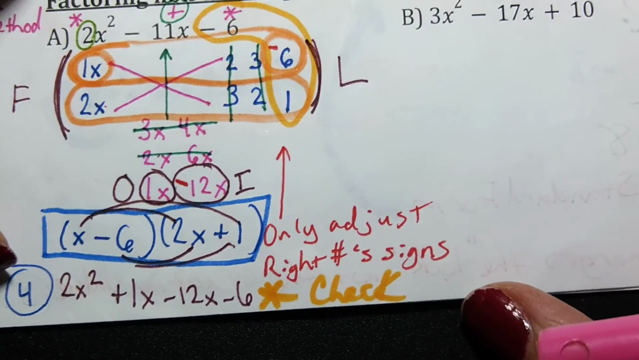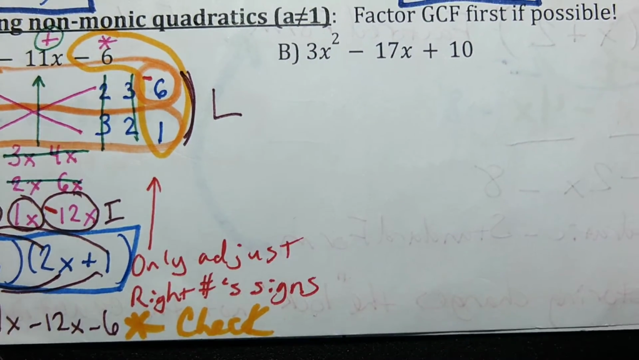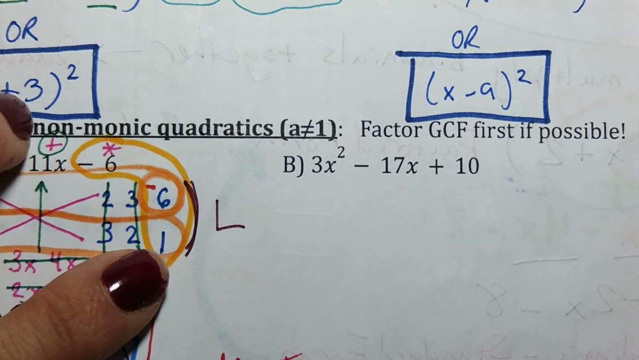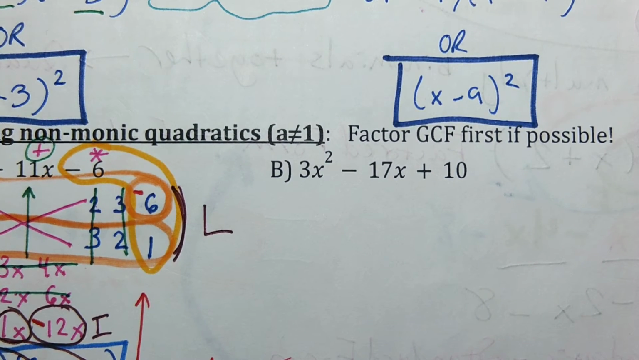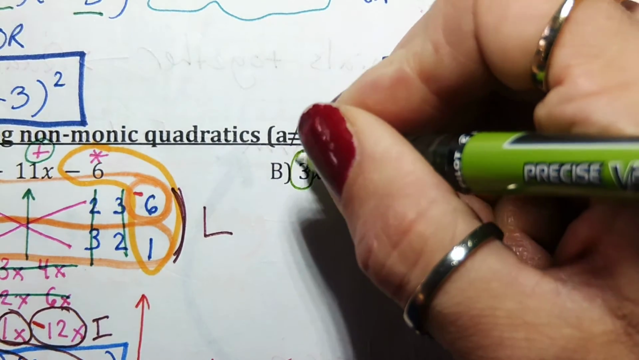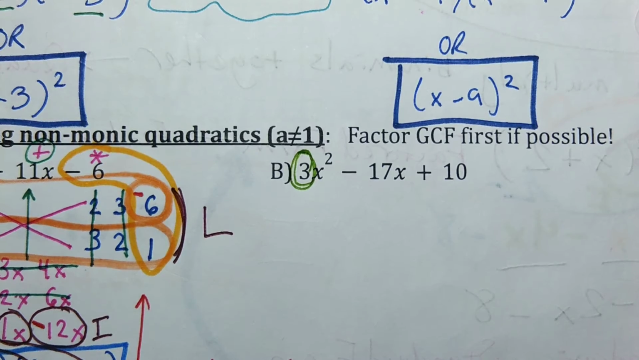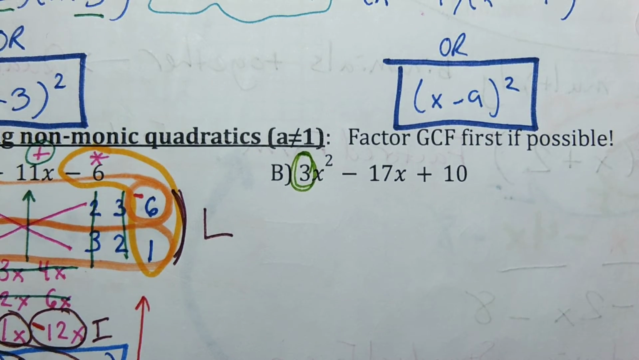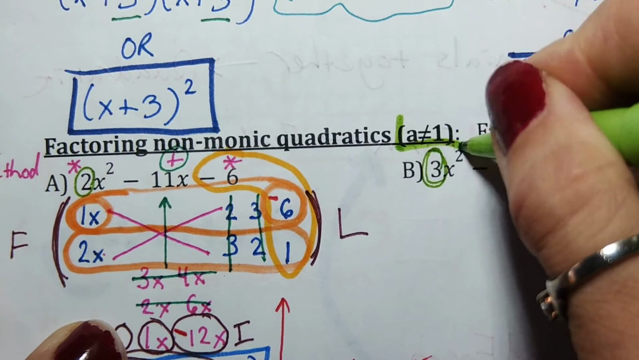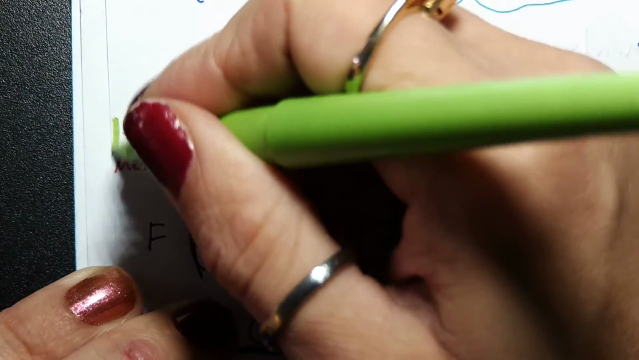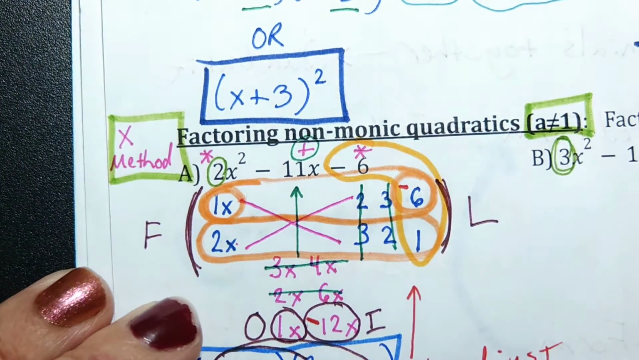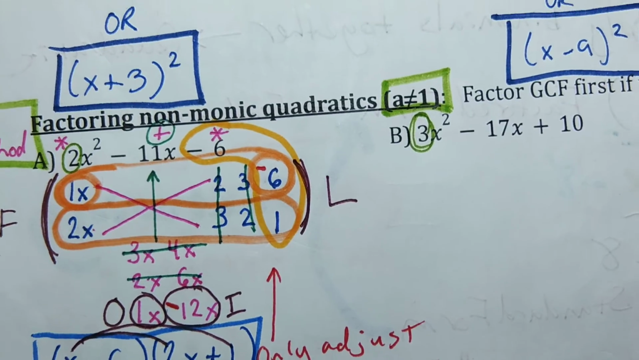Now we're going to jump into problem B. So first, I check for a GCF. Is there any way I can take that 3 out? 1, 3. So we can't divide it away, so we're stuck with this A value, which means we're going to have to use the X method. The X method is for when we have A values that aren't 1, or non-monics.